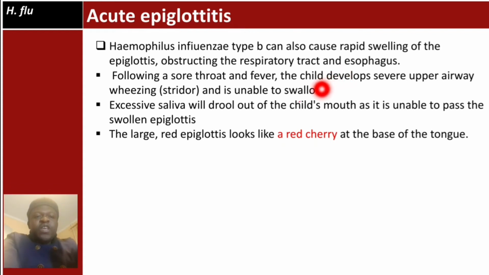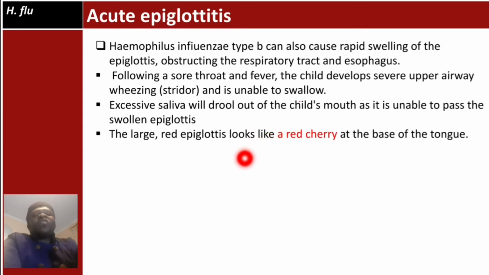Following a sore throat and fever, the child develops upper airway wheezing on inspiration. Inspiratory stridor, right, and is unable to swallow, dysphagia, right. Excessive saliva will drool out of the child's mouth as it is unable to pass through the swollen epiglottis. Right.